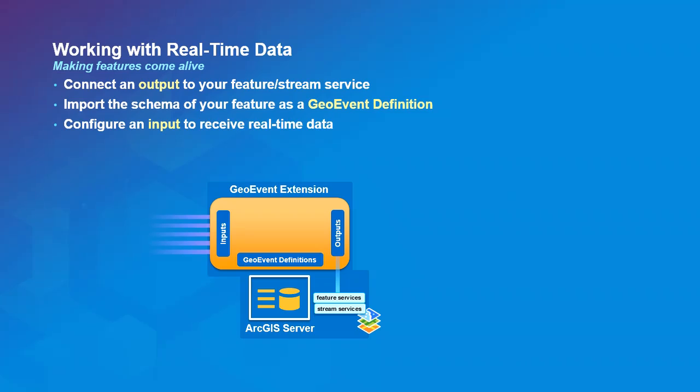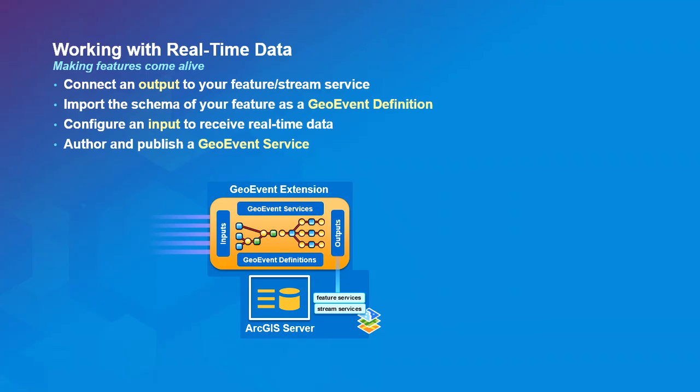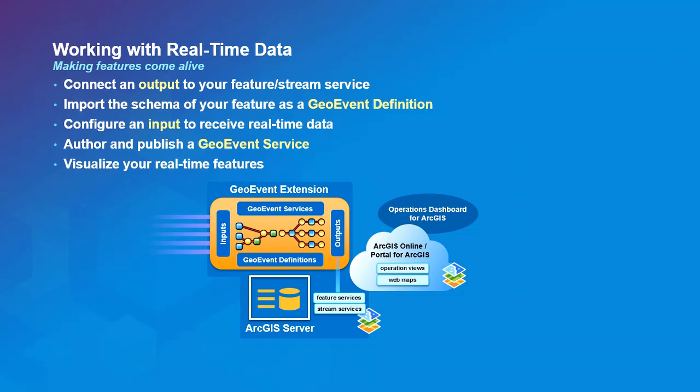Next, you need to create an input to receive your real-time data. Now, you need to connect your input to your output, and that is done via the GeoEvent services. So you need to publish your GeoEvent service. And at last, you can visualize your real-time features on a map, that is Portal for ArcGIS or maybe ArcGIS Online, or in applications like Operations Dashboard for ArcGIS.